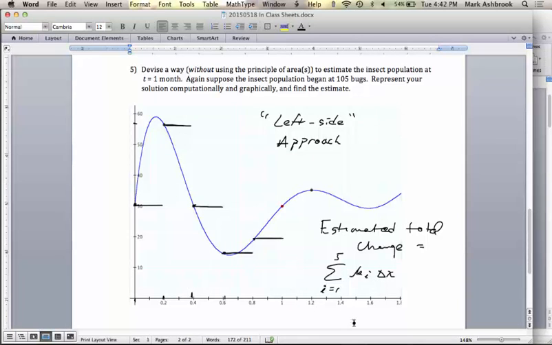Yeah, but it's the left side, so it should be 0. That's what I learned in Calc 1. No, it's not an x value. So this i is not an x value. You could do it either way. You could do from 0 to 4 or 1 to 5.